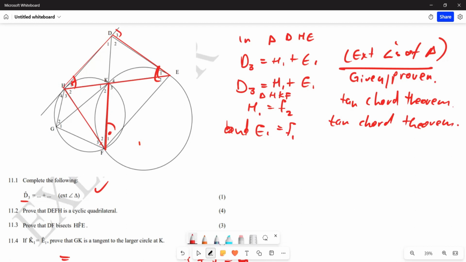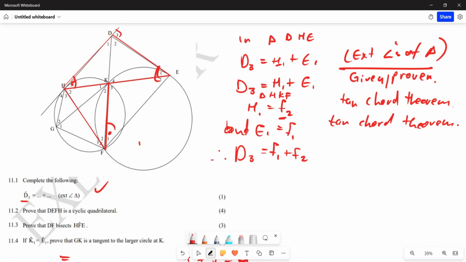So which means now I can conclude that since my angle D3 is going to be equal to angle F1 plus angle F2. Why? Because remember that angle F1 was equal to H1, and my angle F2 was equal to H1, and my angle E1 was equal to my F1 altogether.